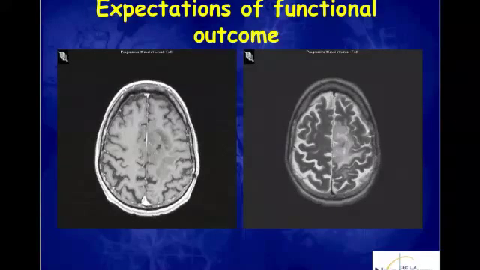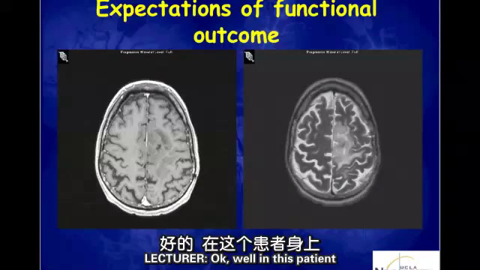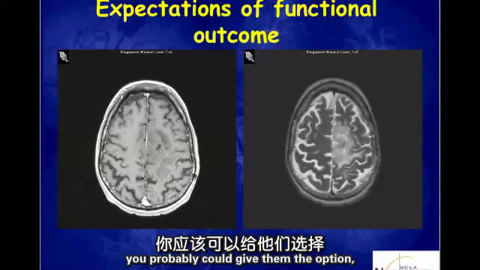Again, it's in a location where attempting gross total resection... How old is she? 35. Yeah, gross total resection in spite of her age may cause significant post-op neurological deficit. Okay. So biopsy. Okay. Well, in this patient, you probably could give them the option.